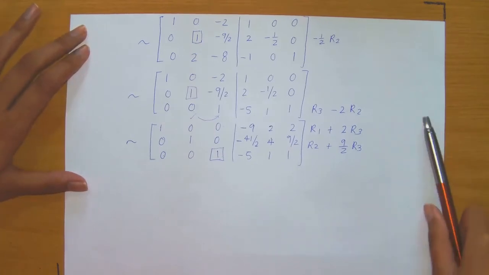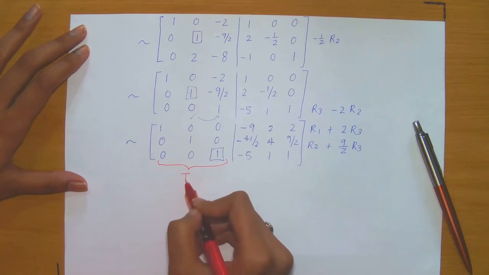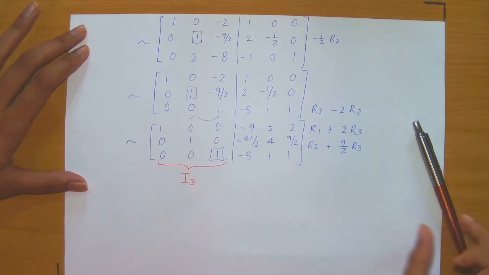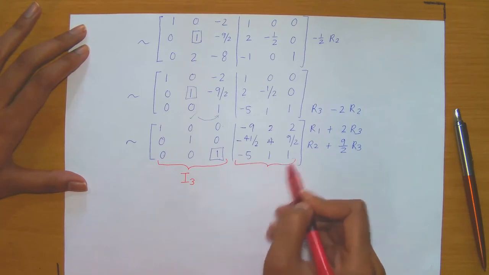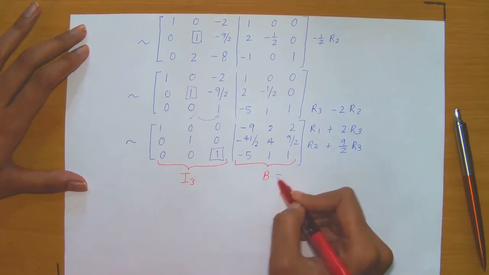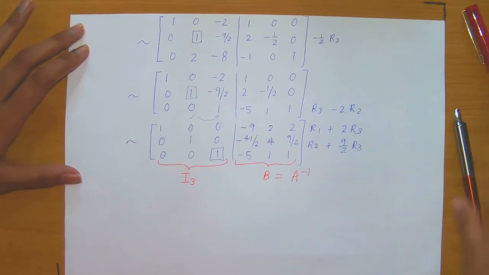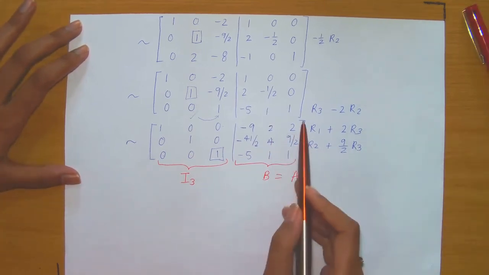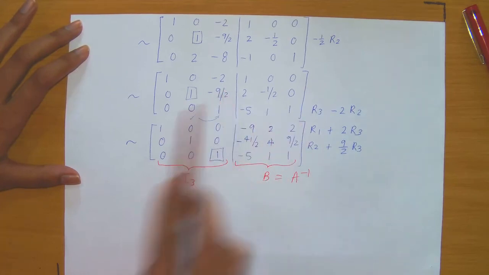And observe that on the left hand side we now have I3. This is the identity matrix. So we stop because we are in row reduced form, and this would have been the matrix B, but now whatever's on the right hand side, since this is the identity, is now A inverse. So we have that A inverse is this 3 by 3 matrix on the right hand side.